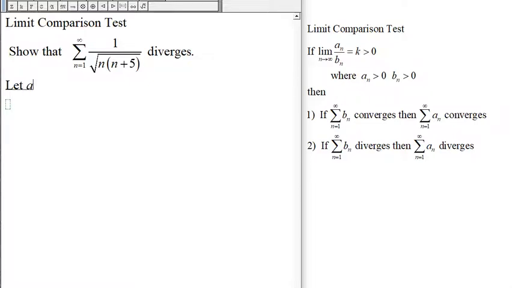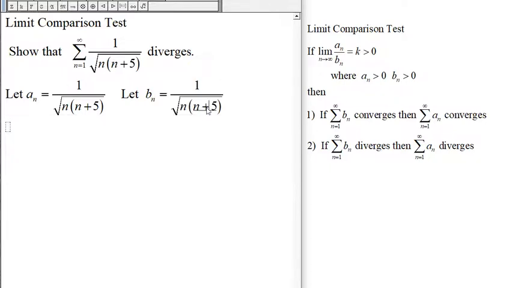So first, let a sub n be the given sequence here, and then we just let b sub n be something similar. And here we can just let it be without the 5. And so next, we need to show that the limit of a sub n divided by b sub n is equal to a positive finite number.